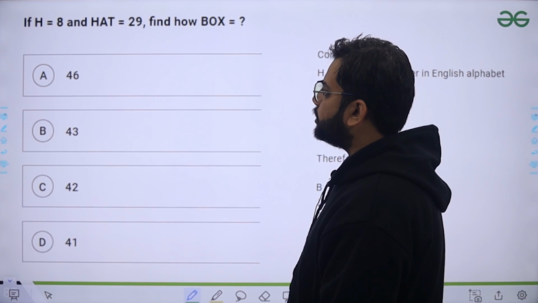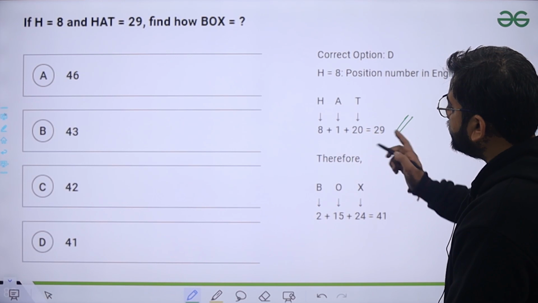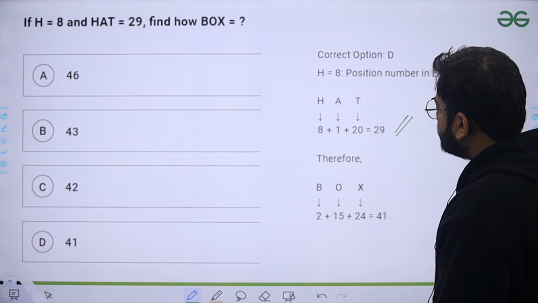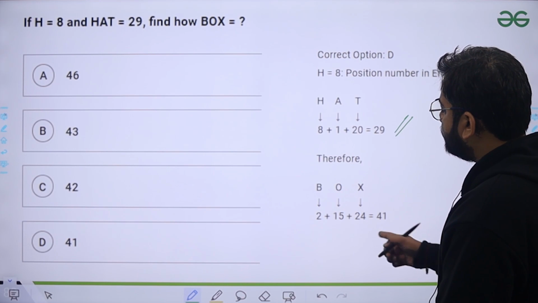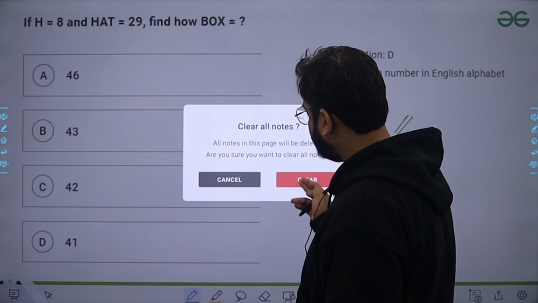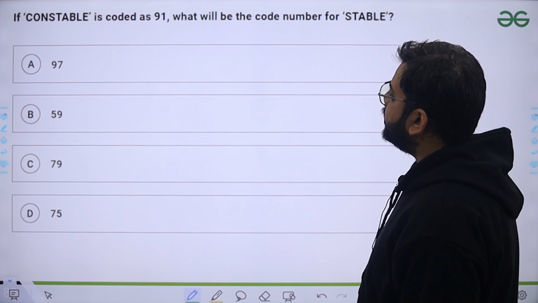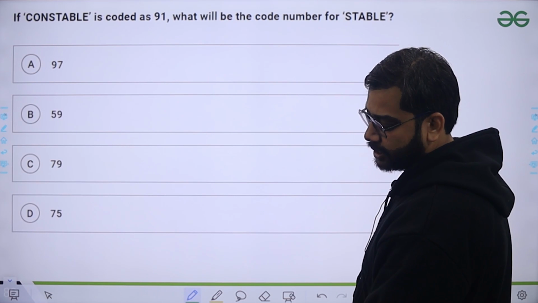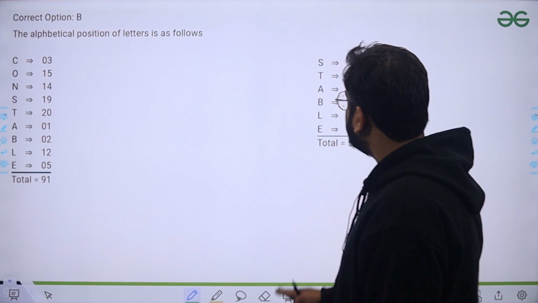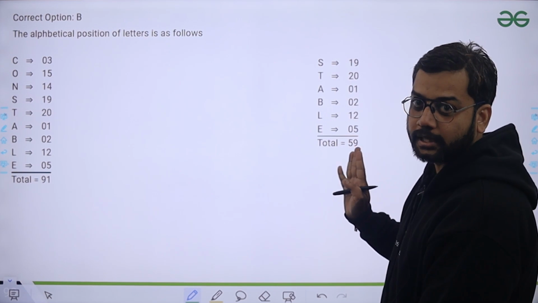If H is equal to 8, HAT is equal to 29, and find how many box. Simply place value. HAT, the place value is H for 8, A for 1, T for 20. So 29, therefore box is equal to 2 plus 15 plus 24, 41. All the games are from the place value. If the constable is written as 91, then what is the number for stable? If you're looking for the constable place value, that is coming as 91. So the stable, the place value will be just the numbers' place value I have written, and I have got the answer for that.